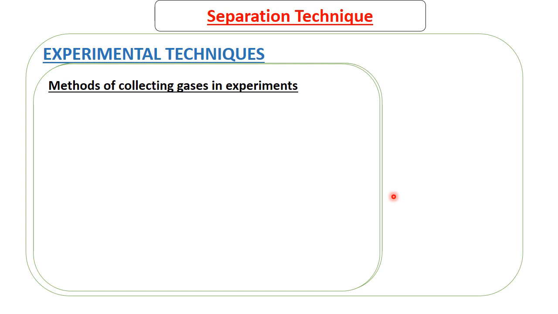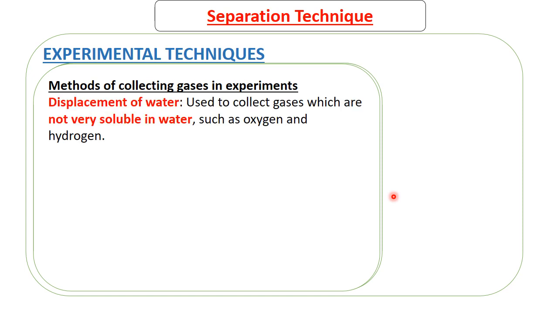Finally, we'll finish this part with methods of collecting gases in an experiment. There are three methods that are used to collect gases in an experiment. The first one is called displacement of water. This one is used to collect gases which are not very soluble in water, such as oxygen and hydrogen. So the key word here is soluble. Not very soluble, meaning that this gas does not dissolve in water.